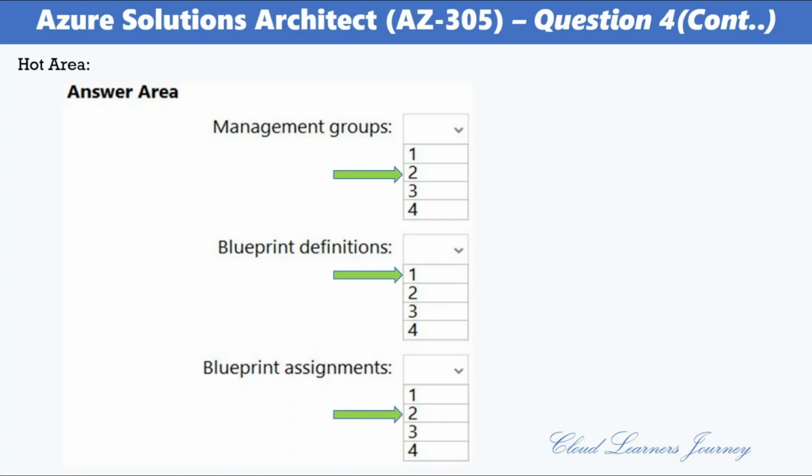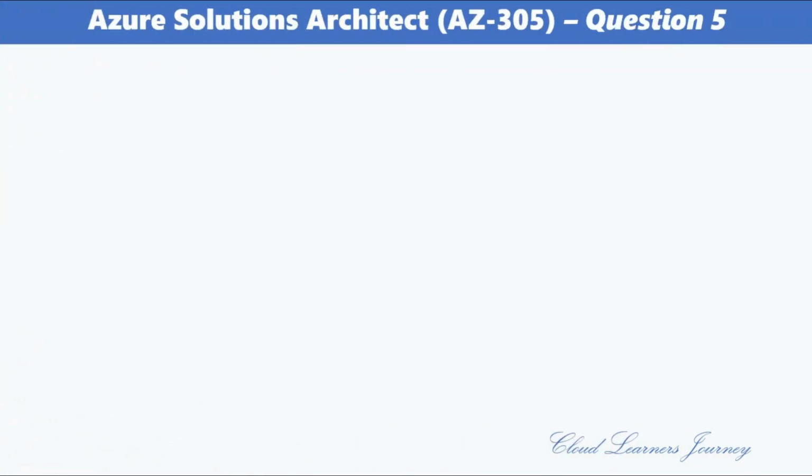For blueprint assignments, it's 2. Each published version of a blueprint can be assigned, with a maximum name length of 90 characters, to an existing management group or subscription. Assigning a blueprint definition to a management group means the assignment object exists as the management group. Next, question number 5.